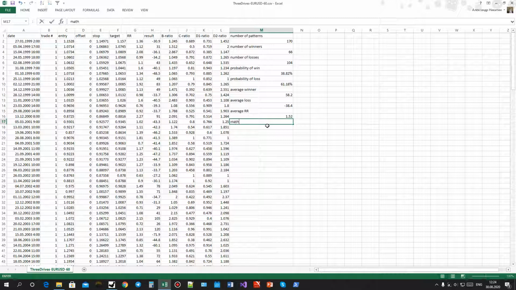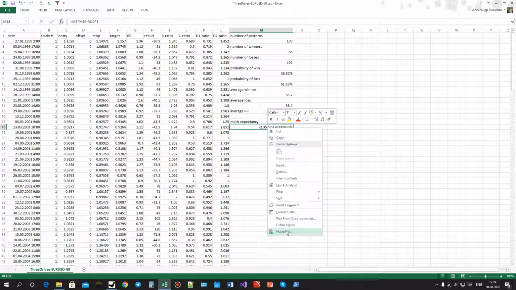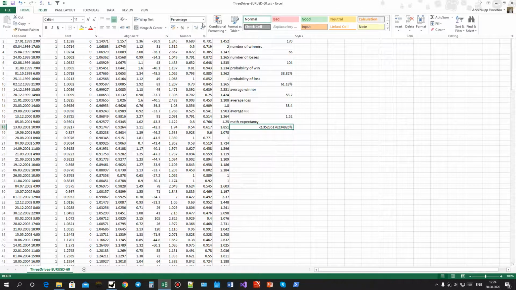Okay, the math expectancy. So how often we win multiplied by what we win, and how often we lose multiplied by what we lose. Probability of win multiplied by 1.52 minus probability of loss multiplied by 1. It should not be a percentage, it should be a number.